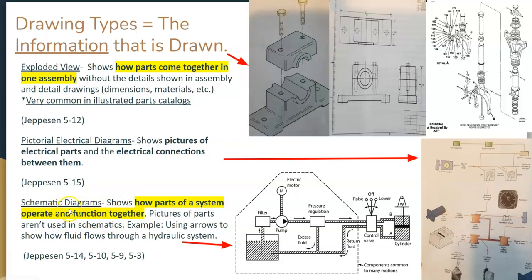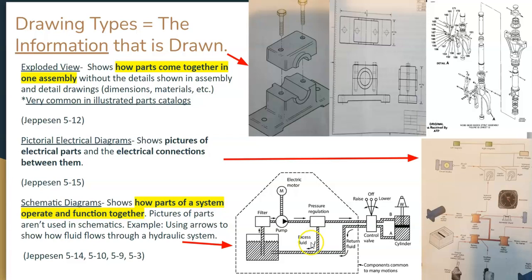Let's go ahead and go to schematic diagrams. So a schematic diagram shows how parts of a system operate and function together. You're going to notice that this is different than some of the other drawings you've seen. You don't see dimensions, you don't see hidden lines or anything like that. What you essentially see is a diagram that shows how everything connects together. And you're going to notice that arrows are often used to show that.